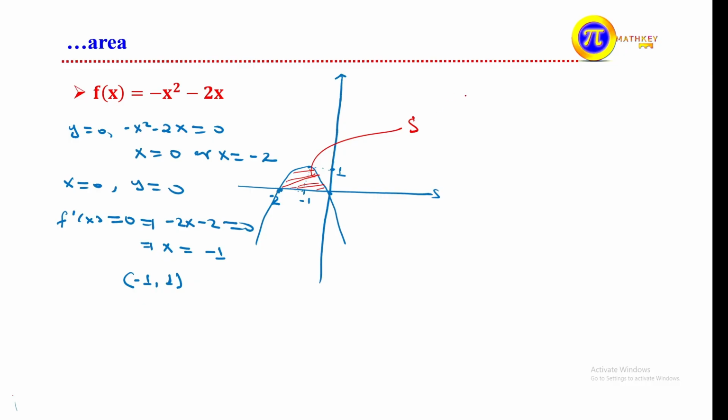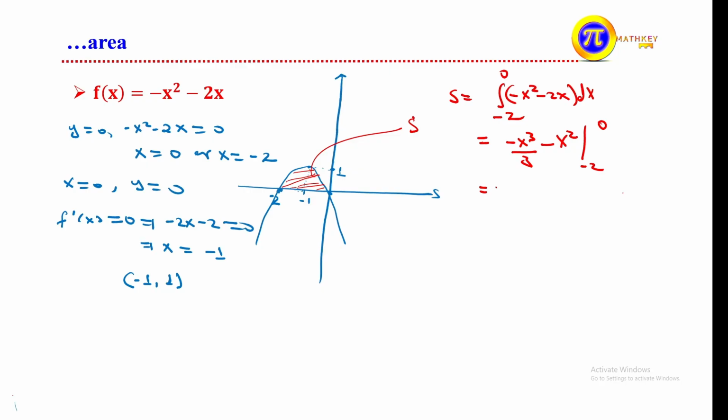Since it is above the x-axis, the area equals the integration of our function between the boundaries negative 2 and 0. The function is negative x square minus 2x. Integrate this between negative 2 to 0. For the result, integrate this. Integration of x square is x cube over 3. Integration of minus 2x is x square, between negative 2 to 0.